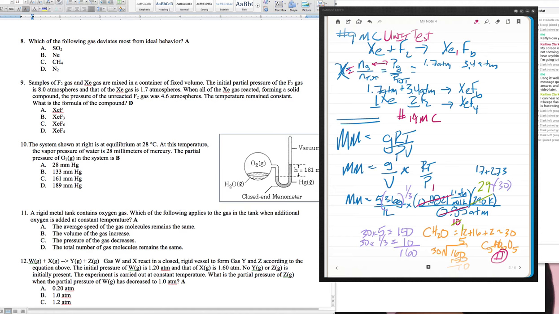We said there was 1.7 atmospheres of the xenon. And we said there were 3.4 atmospheres of the fluorine, because the problem said 1.7 atmospheres is what we began with, but all of it reacted. And only 3.4 atmospheres of the fluorine gas was used up, because we were left with 4.6 atmospheres. So 8 minus 4.6 was 3.4. So the 3.4, I must have erased it, over 1.7 is equal to the 2 over 1. So because we already said that the moles and partial pressure are so close, that's 2 moles of F2 over 1 mole of xenon. Which means that 2 times 2 gives us the 4. That's where we get the F4 from. So it's XeF4. And that was choice D.